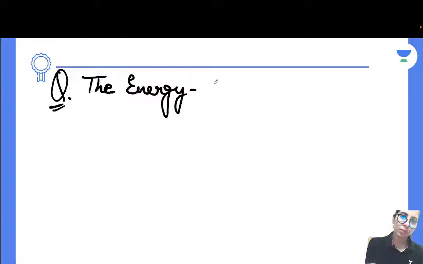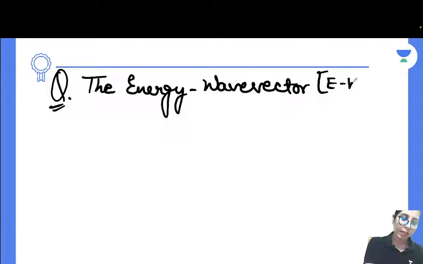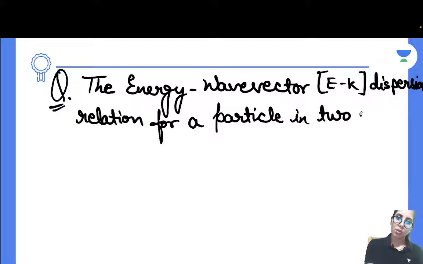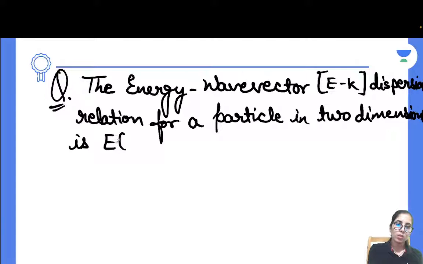the energy wave vector, that is E k dispersion relation for a particle in 2 dimensions is E is equal to Ck, where C is a constant.